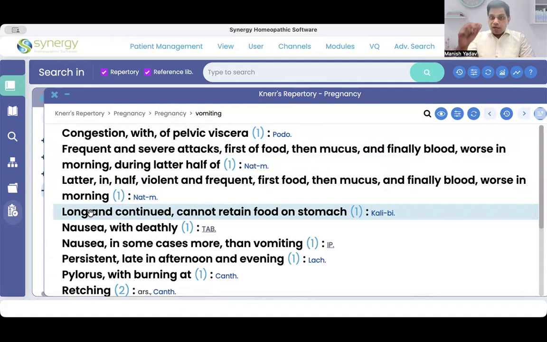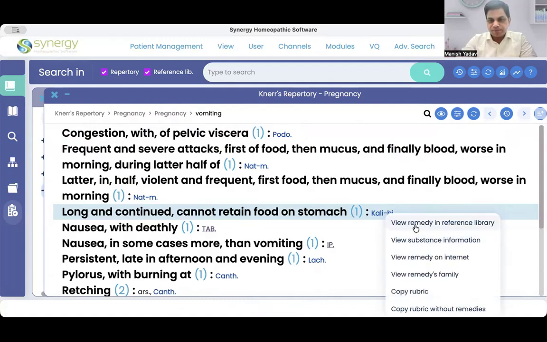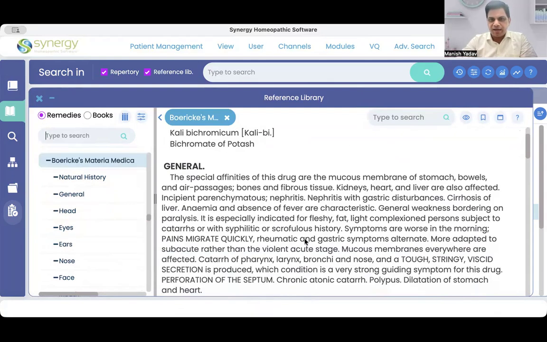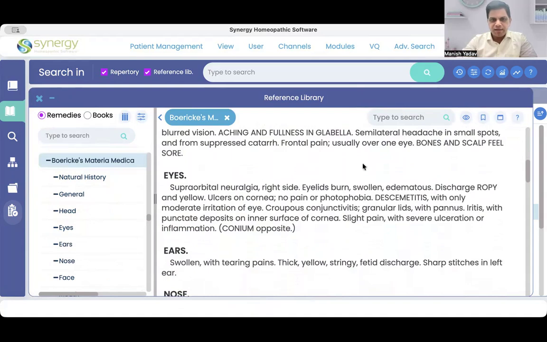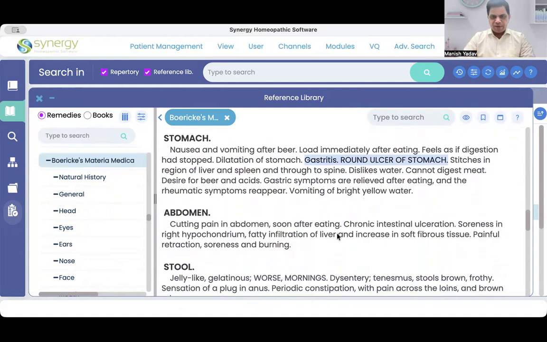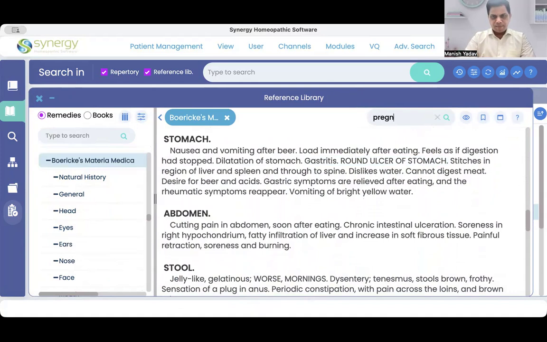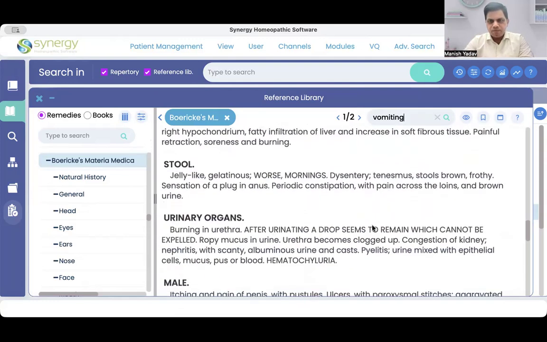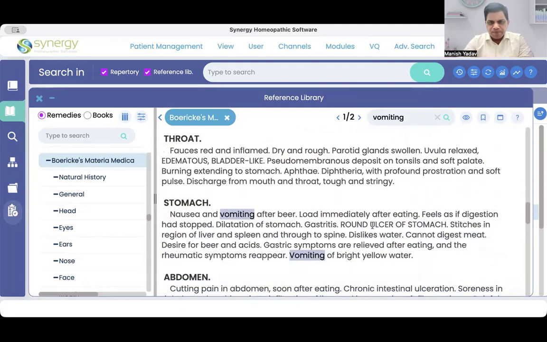The pathophysiology, what Kali Bichromicum does, is destruction of mucous membrane. So let me show you now. I went into Materia Medica, and looking into Materia Medica, you go to stomach, Kali Bichromicum, and you see here what is written. Gastritis, round ulcers of stomach. And somewhere it is written vomiting of pregnancy. Okay, I'll show you. But this was the pathology, right? Round ulcers.